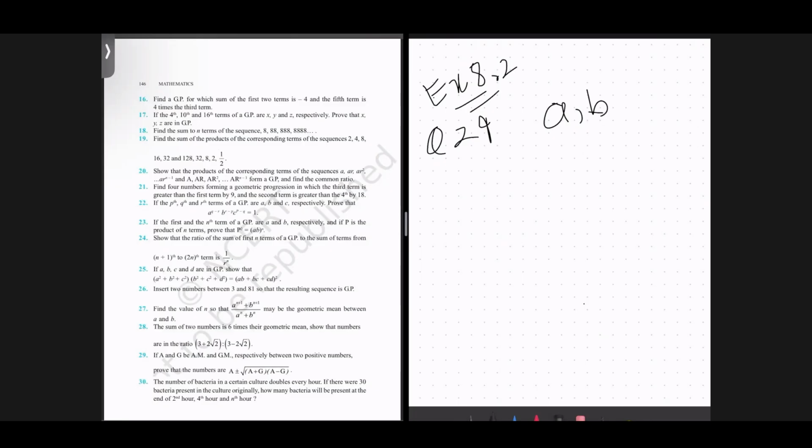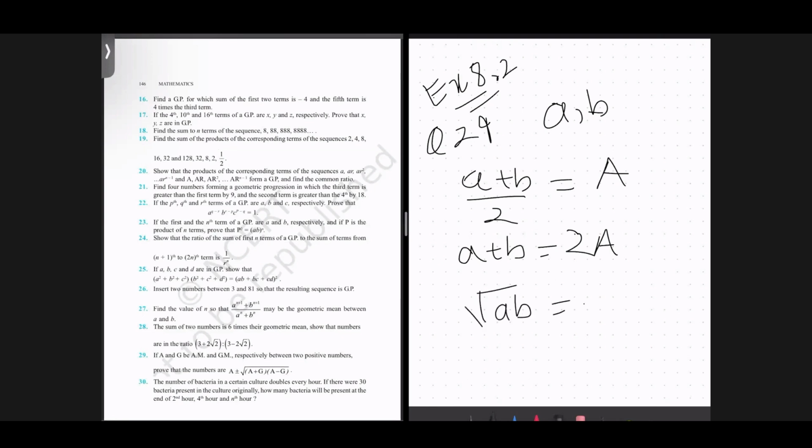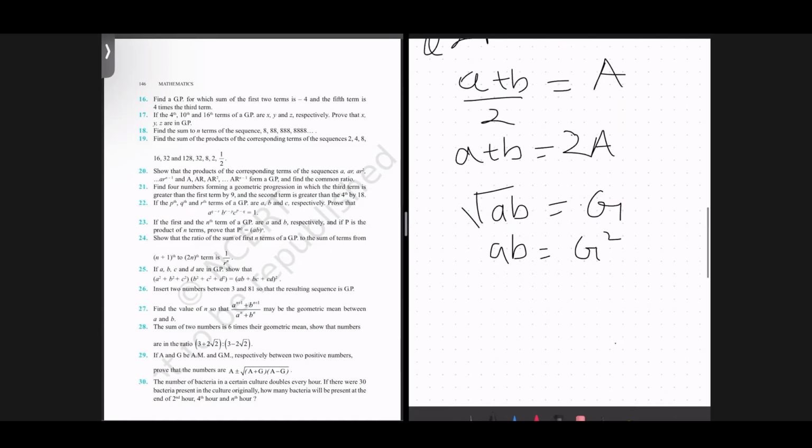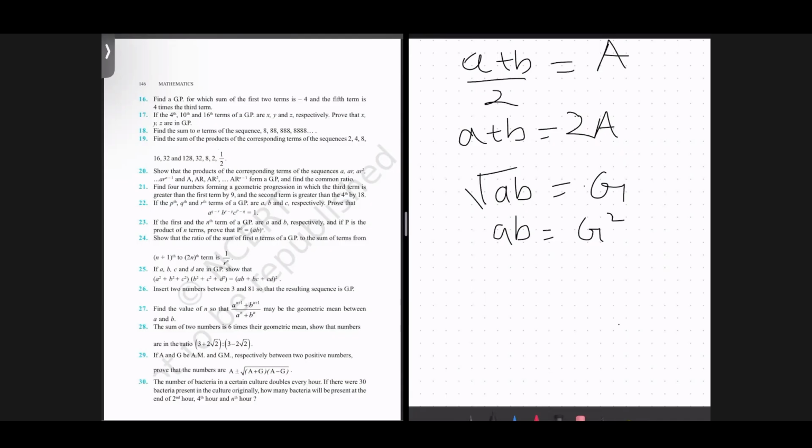We have been told that their AM and GM are respectively A and G. So AM, which is the arithmetic mean of two numbers, is going to be (a + b)/2, and that is A. So a + b equals 2A. Now we have been told that the geometric mean is going to be G. So root ab is going to be G, so ab is going to be G squared. So a + b is equal to 2A and ab equals G squared.